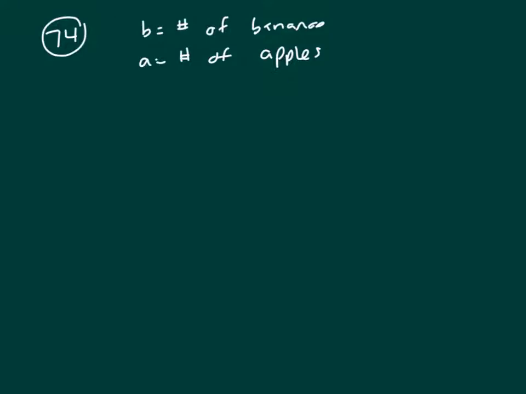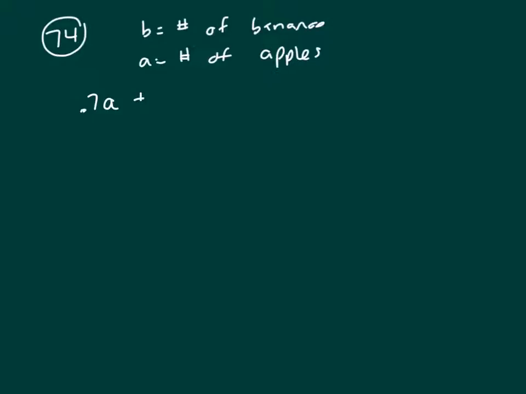In this problem, we have a person that spent $6.30 at a fruit stand, and we're trying to figure out what total number of apples and bananas the customer purchased. It tells me that an apple sells for 70 cents. So 0.7 times A, because I'm letting A be the number of apples, 0.7 times A will be how much was spent on apples. And now let's figure out how much was spent on bananas.